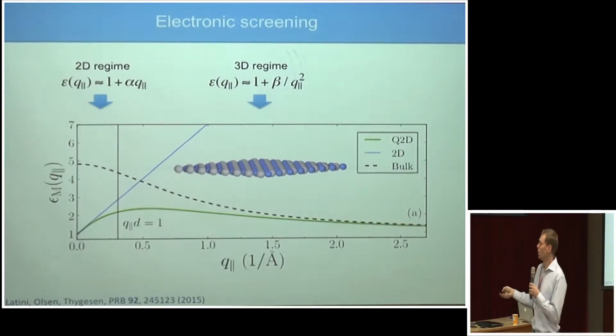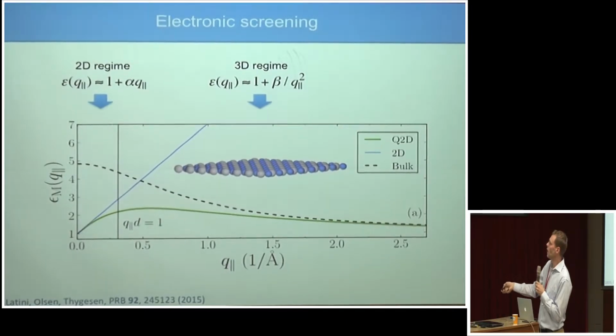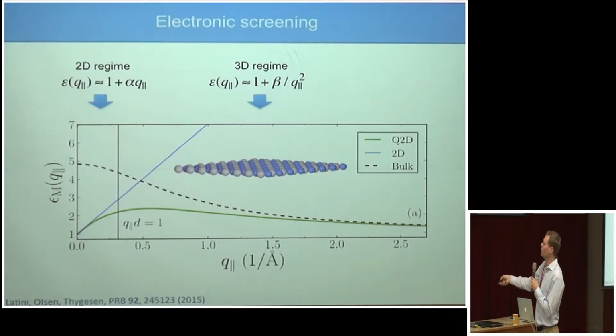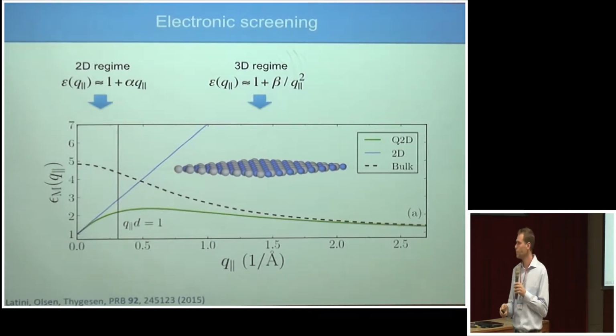Okay? So for long wavelength, screening is 2D-like, and it can be approximated by a linear dielectric function up here, 1 plus alpha times Q, where alpha is the polarizability. Okay, whereas for larger wave vectors, we go towards a 3D regime for the screening.